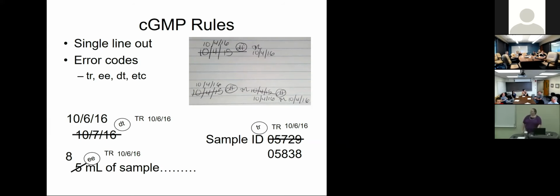When the year switches, this gets really exciting because we tend to write things incorrectly. So here's a date. I wrote the wrong date, so I go through and correct it with a date code. Now I did the same thing down here, but I wrote the date wrong again, so you can get these chains of codes. Every time you do it wrong, you have to correct it with a single line out and a new code.